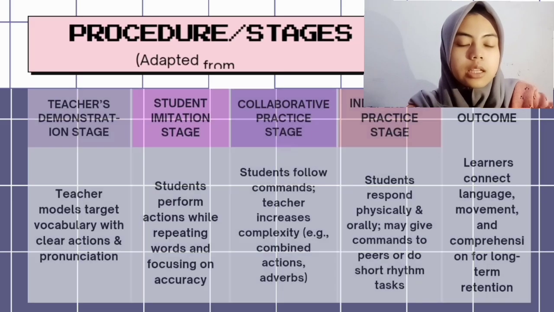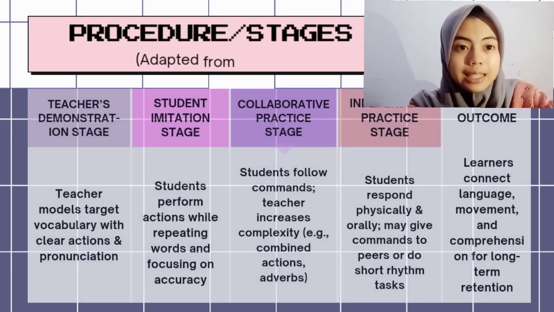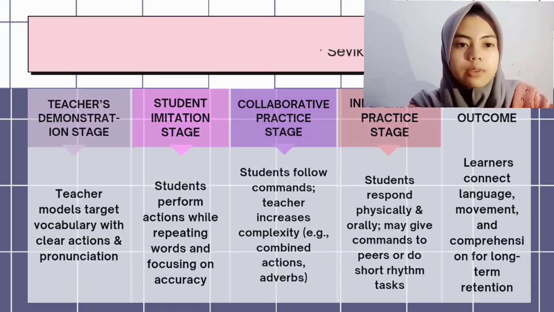The third stage is the collaborative practice stage. At this point, students follow the teacher's commands as the tasks become more complex. For example, combining actions or adding adverbs. And finally, the independent practice stage. Students respond both physically and orally, and may even give commands to their classmates or perform short rhythm-based activities.